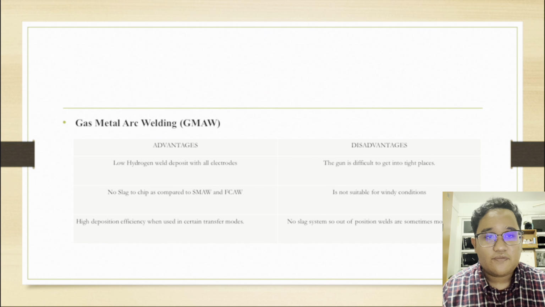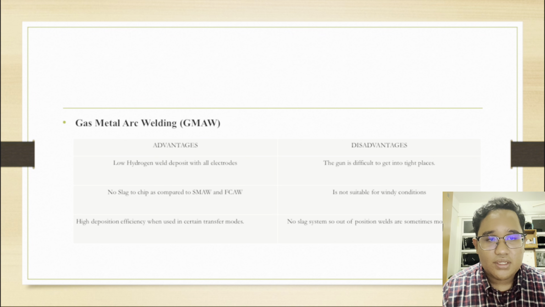Next, advantages and disadvantages for gas metal arc welding GMAW. Advantages: low hydrogen weld deposit with all electrodes. No slag to chip as compared to SMAW and SAW. High deposition efficiency when used in a certain transfer mode. Disadvantages: the gun is difficult to get into tight places. It's not suitable for windy conditions. No slag system, so out of position welds are sometimes more difficult.